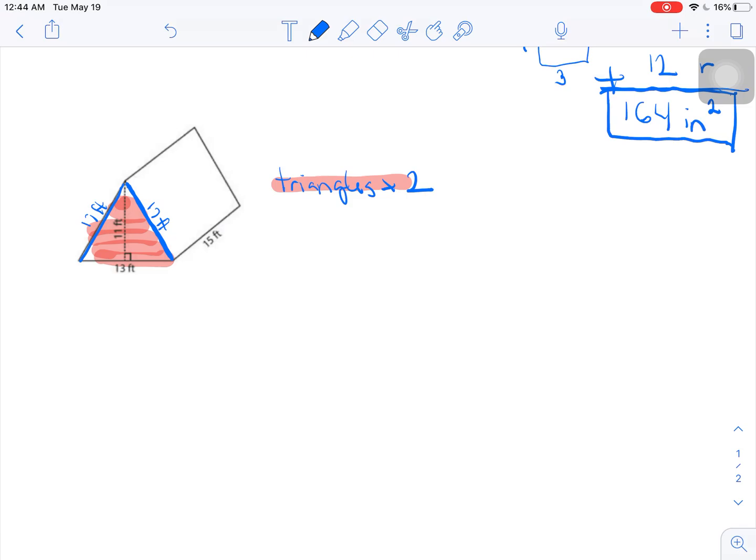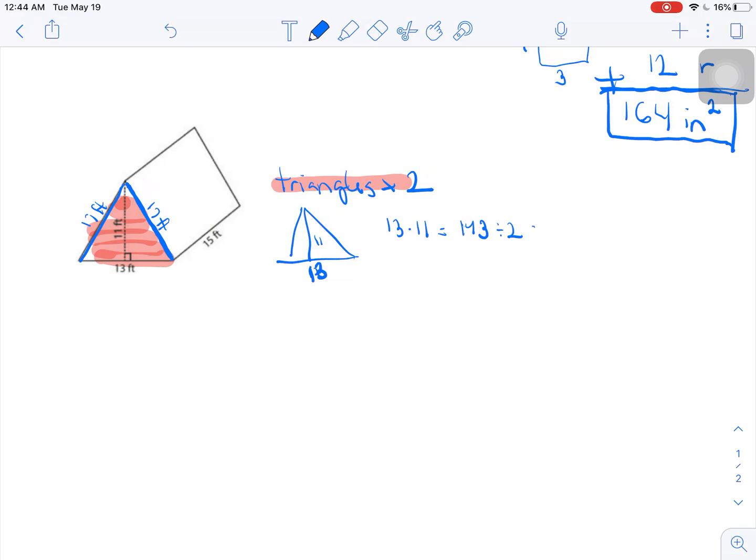So triangles times 2, because we have one on the front and one on the back. So the triangles, to get the area of those, let's sketch our triangle. So a triangle we know is base times height divided by 2. So this triangle has a base of 13, a height of 11. So to get the area of this triangle, we would do 13 times 11, but then we have to divide it by 2 because that is our area formula for a triangle.